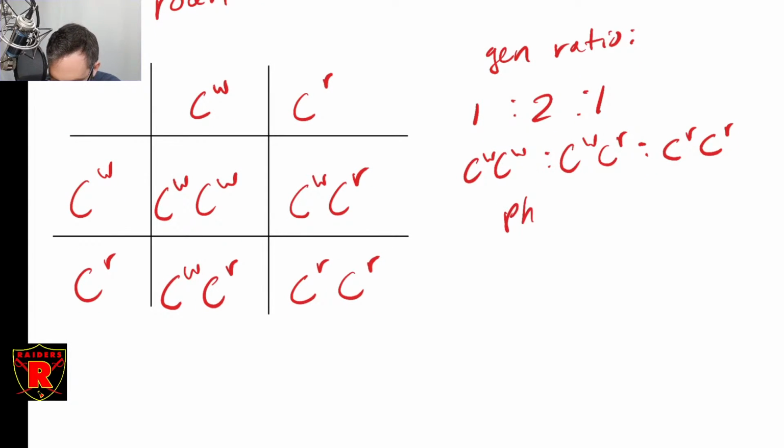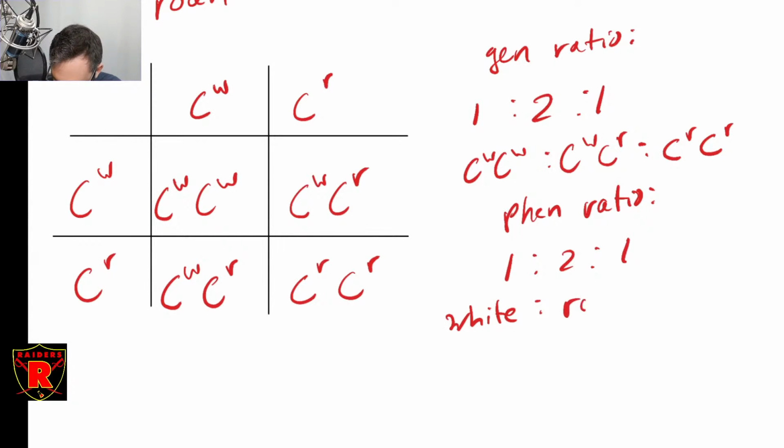And then the phenotypic ratio is the really weird one, because now I have still 1 to 2 to 1, but it's 1 white to 2 roan to 1 red.